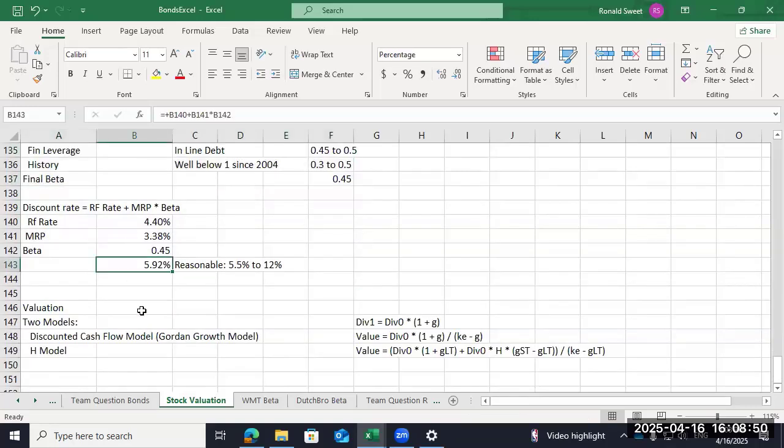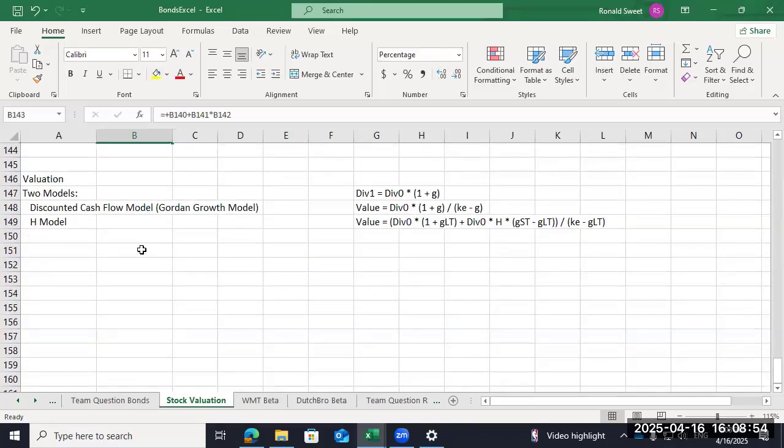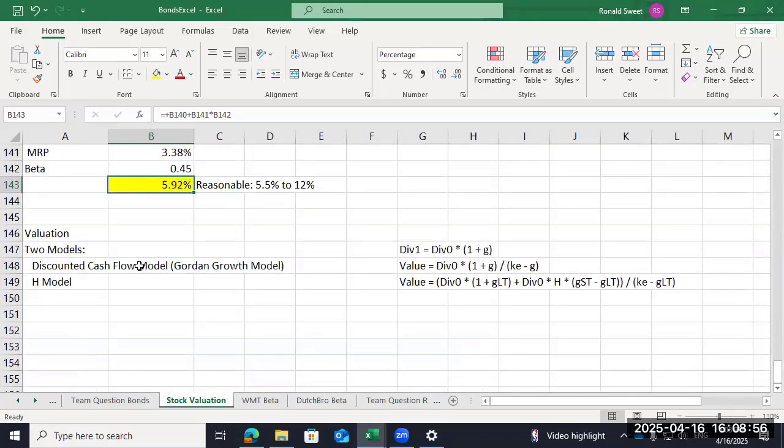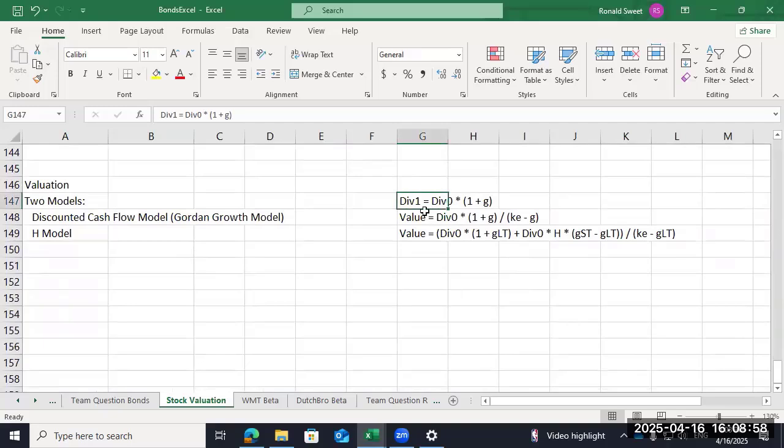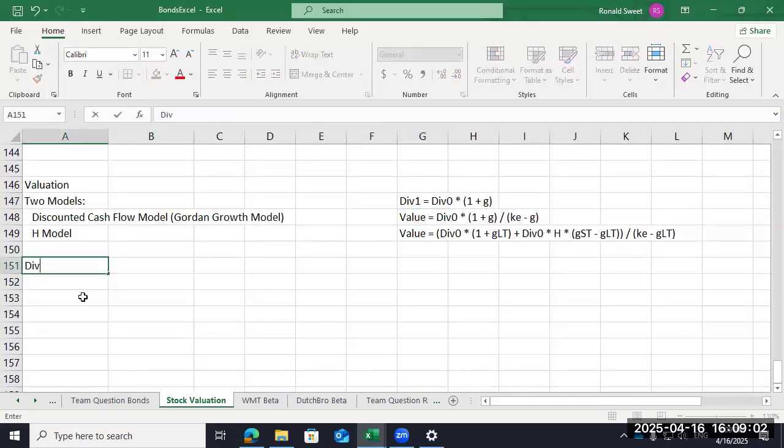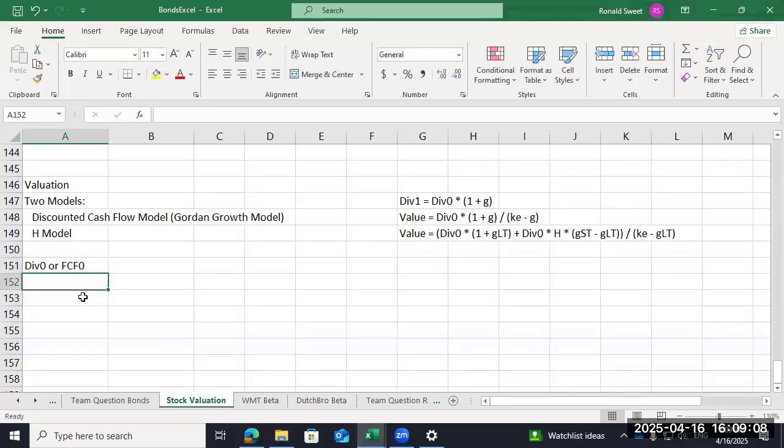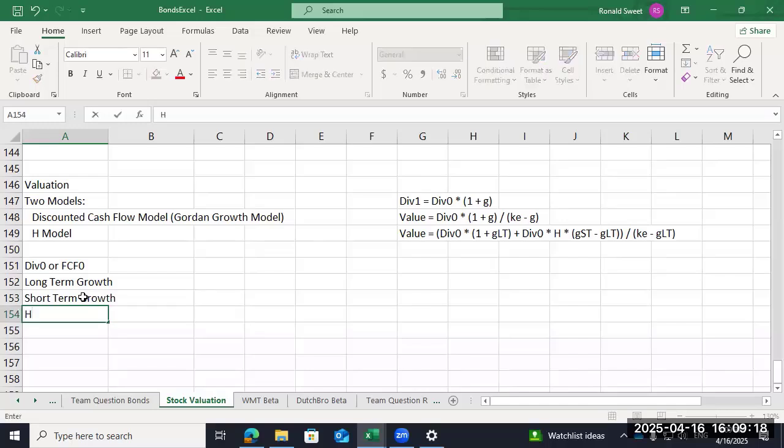So last class, we got our discount rate, 5.92%. So now what we're going to do is valuation. And if you look at valuation, here's our formulas. So what we need is dividend 0 or free cash flow 0. We need long-term growth. We need short-term growth. And we need the H.